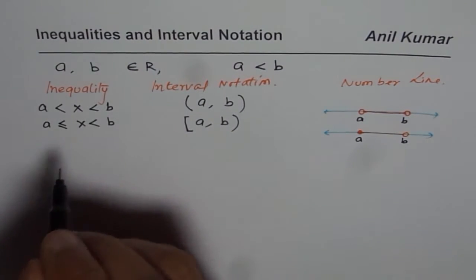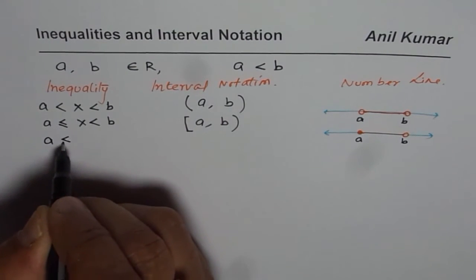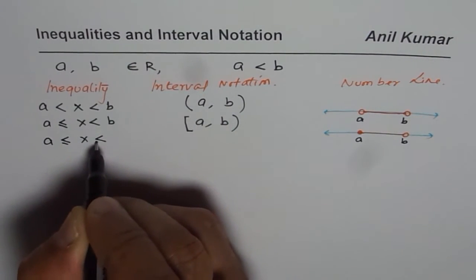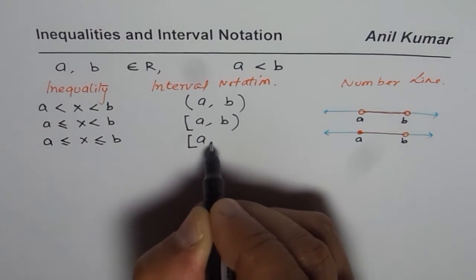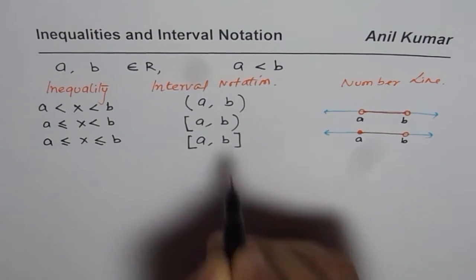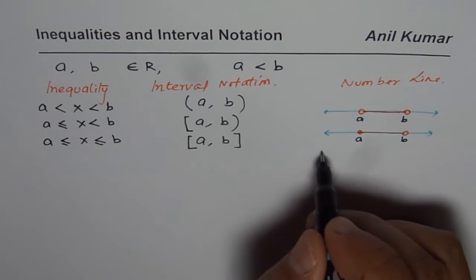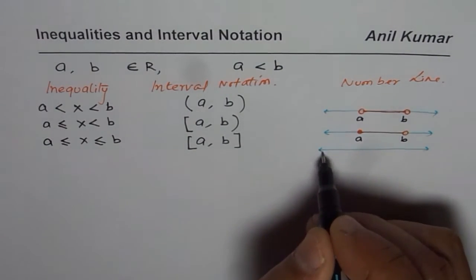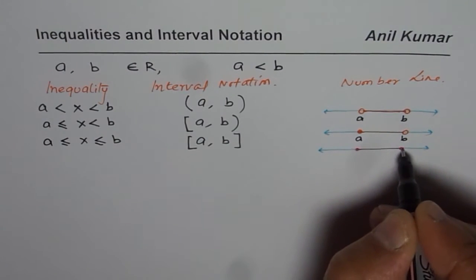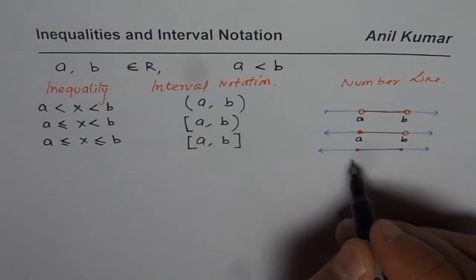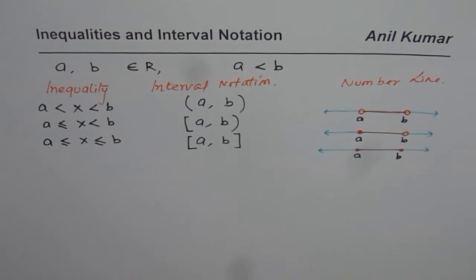Okay. Or you could have a situation where a is less than or equal to x, which is less than or equal to b, and then both are included. Therefore, we'll use closed brackets, and on a number line, as you know, it should be filled-in circles for both a and b, correct? So that is how it should be. So when the interval is within 2 points, then we could always write it as shown here.